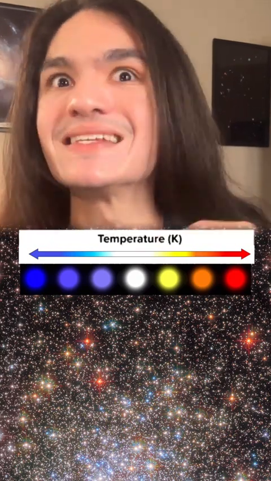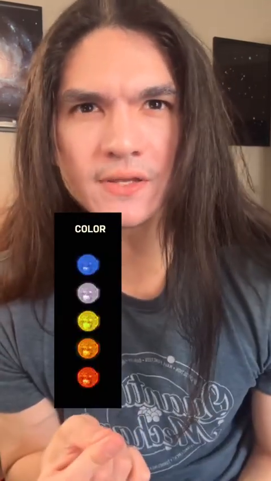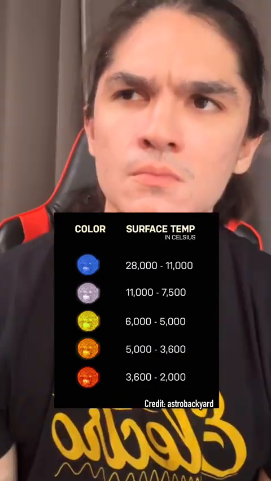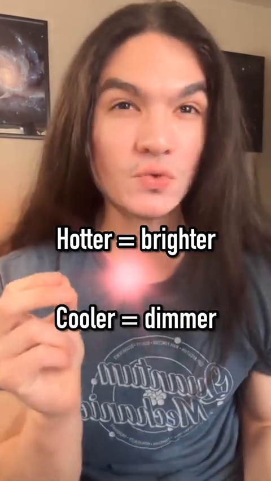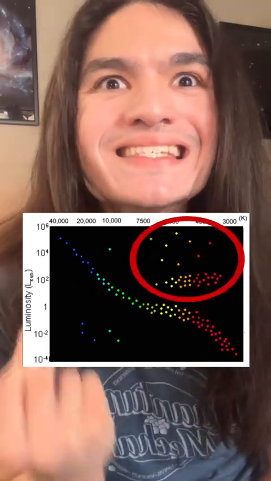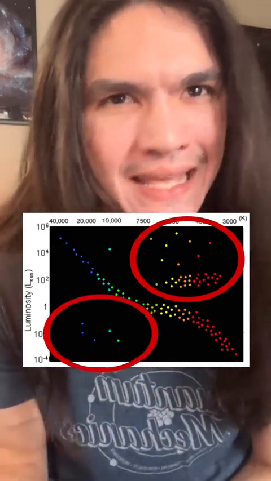Now, as it turns out, a star's color is directly related to its surface temperature. And this might be counterintuitive, but the bluer a star is, the hotter it is, and the redder the cooler. So, in most cases, hotter equals brighter, and cooler equals dimmer. But interestingly, some cool stars are insanely bright, and some hot stars are really, really dim. So what's the deal?